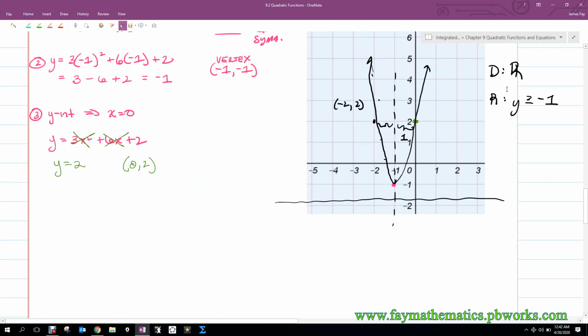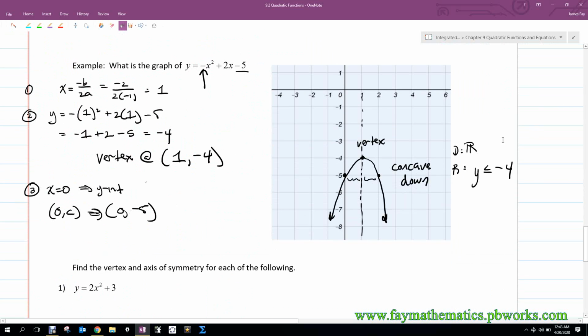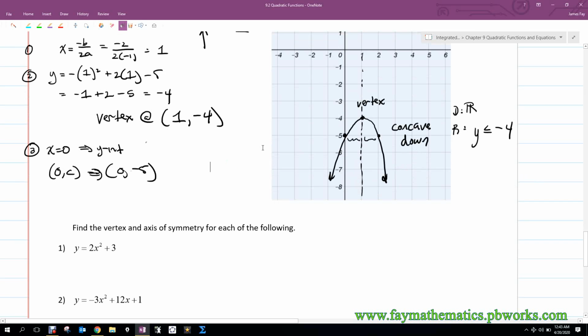Okay, concave up, so I write y is greater than or equal to the y coordinate of my vertex. See how we do this one. Okay, this one's concave down. So now instead of saying greater than or equal to, it's less than or equal to. So y is less than or equal to, but it's still the y coordinate of your vertex. Okay, so that might be a little trick to always find the range for your parabolas.